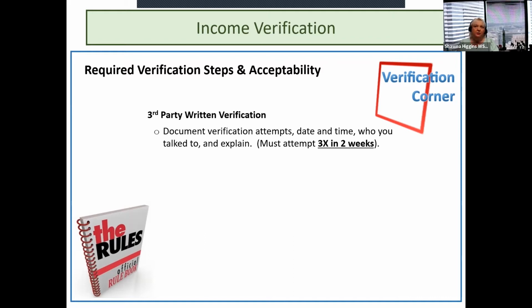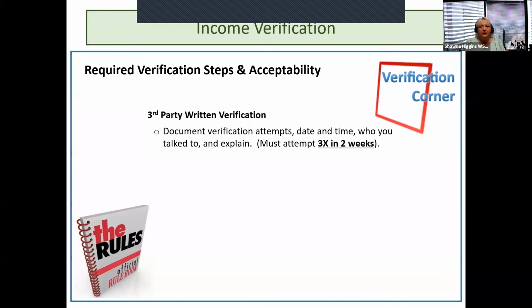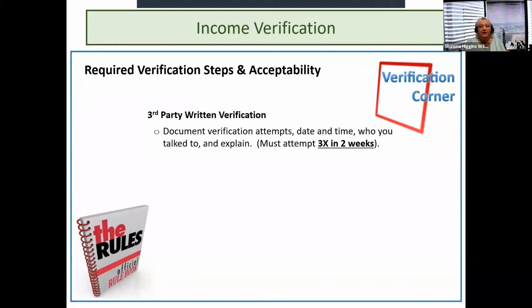You don't want to attempt it on Monday, Tuesday, and Wednesday and say, oh, they didn't get back to me. You need 2 full weeks. So maybe start on a Monday, resend it again on Thursday, and again the following week on a Tuesday. And give them some time, especially now during COVID. Things are a little slower than they used to be. When you're doing the documentation, you're going to want to put the date and the time and who you talked to.